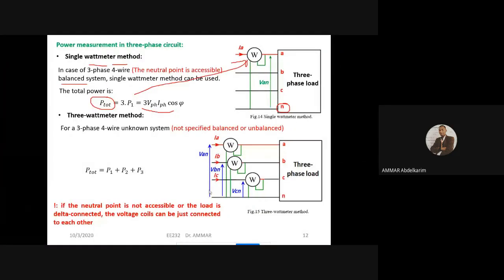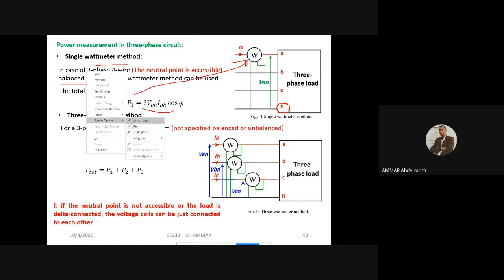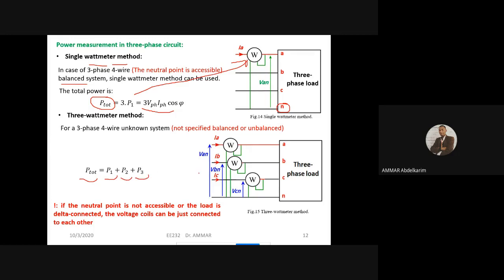The second method is the method of 3 wattmeters. This method can be used for balanced or unbalanced systems, because here in each phase we measure its own power. Also here the neutral point must be accessible. But here we have a feature with this method. So the total power equals P1 plus P2 plus P3. So here we have measured the power of each phase.